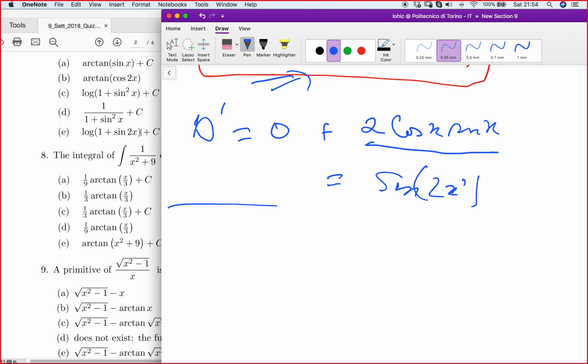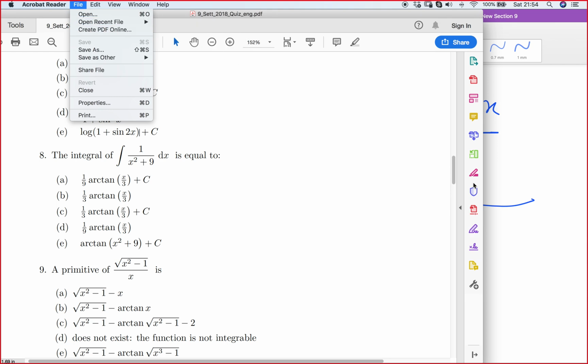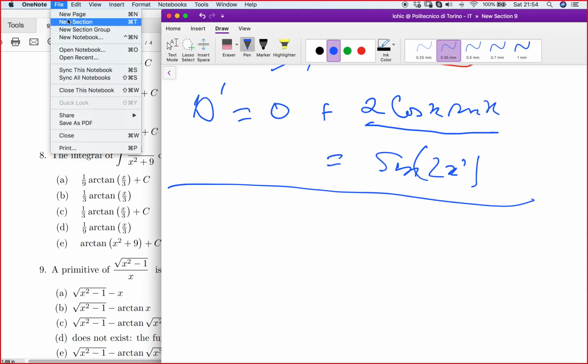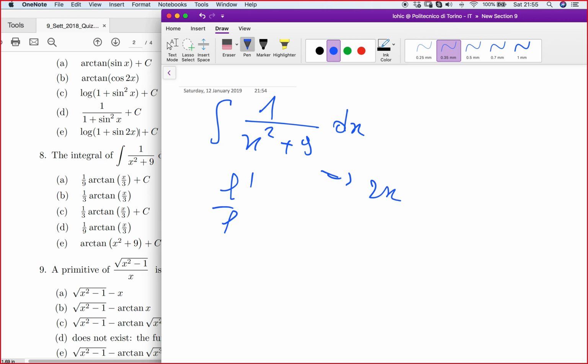when you look at this integral, it's clear that, let's go back to a new page. So we have the integral of 1 over x squared plus 9 dx. If you look at this integral, it's clear that it is not f prime over f, because the derivative of the denominator is 2x, and unfortunately you cannot put 2x here and divide by 2x, because you cannot move the x out.